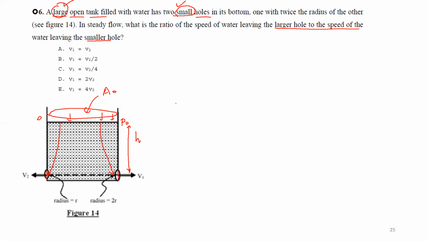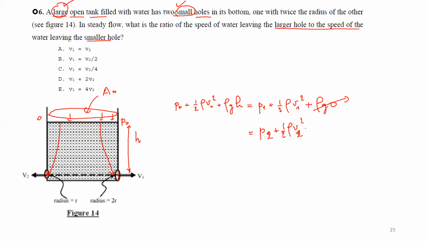So the Bernoulli equation will give me P naught plus half rho water V naught squared plus rho G H is equal to what? Let's say P1 first. P1 plus half rho water V1 squared plus rho G 0. Okay. So now if I apply the Bernoulli equation between 0 and 2, I will have P1 plus half rho V1 squared, equal to P2 plus half rho V2 squared plus rho G 0. Okay.